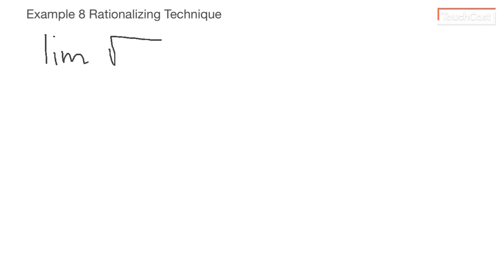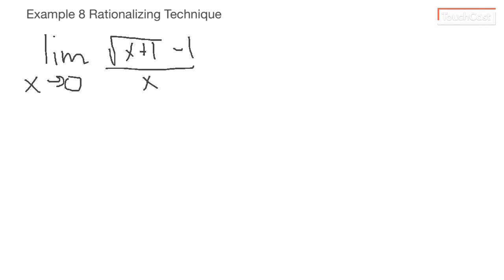So now let's look at our next example, example 8, which is a rationalizing technique. And we'll use this technique when we notice there's a square root or any kind of root radical in our limit. So let's look at this when we have the limit of the square root of the quantity x plus 1, and we subtract 1 from that, all over the value x, as x approaches 0.